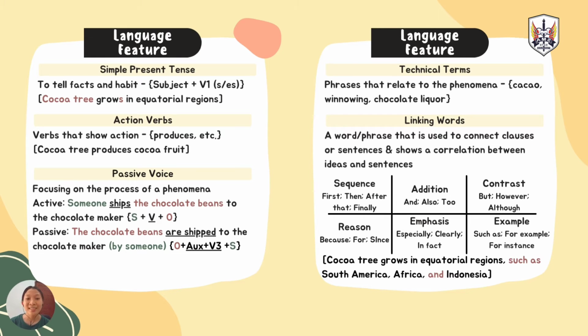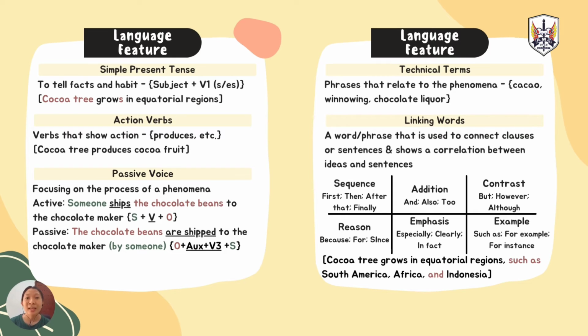Next is technical terms. Technical terms is phrases that relate to the phenomena. If we are going to talk about how a chocolate is made, the technical terms that we can use is cacao, winnowing, chocolate liquor, and etc. But back again, it's based on what you are going to talk about.